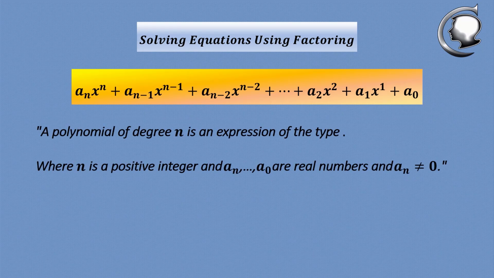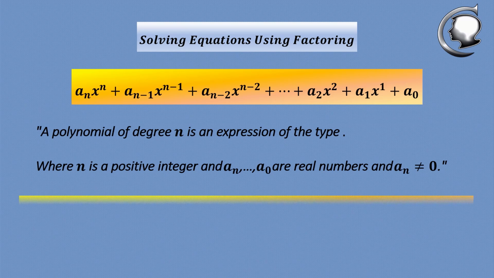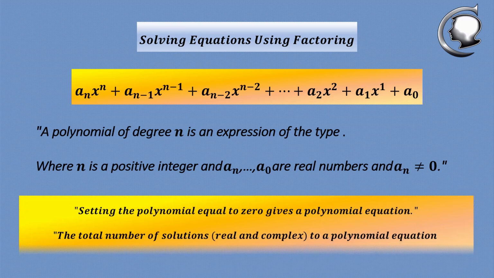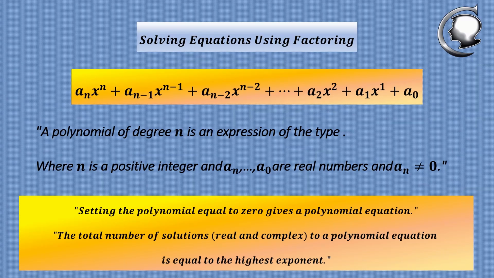A polynomial is an expression made from powers of a variable with real number coefficients. The degree of the polynomial is determined by the highest exponent. For example, if the highest power is x to the 4th, we have a 4th degree polynomial. When we set a polynomial equal to 0, we have a polynomial equation. This is where factoring becomes especially useful.